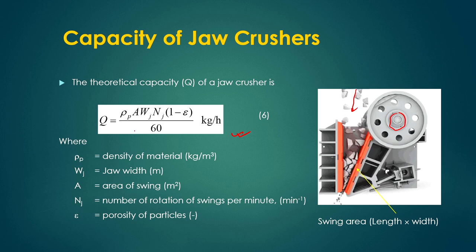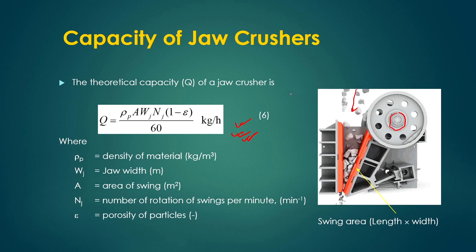So, it will be Q is equal to rho p A w j n j (1 minus epsilon) by 60. So, it will be kg per hour. This capacity will be in terms of the feed rate, that is, how much feed will be broken into pieces with respect to time. So, based on this equation you can calculate the capacity.